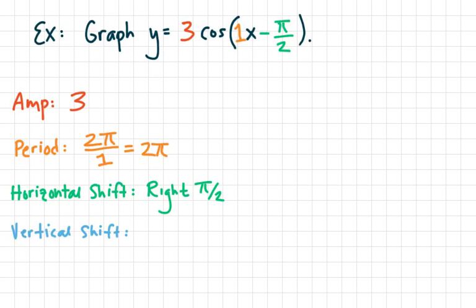In terms of a vertical shift, I don't see a d value like we had talked about. The d value would mean I'm adding or subtracting a value outside of the argument. But in this case, you can see there's nothing out there. So there's actually no vertical shift.